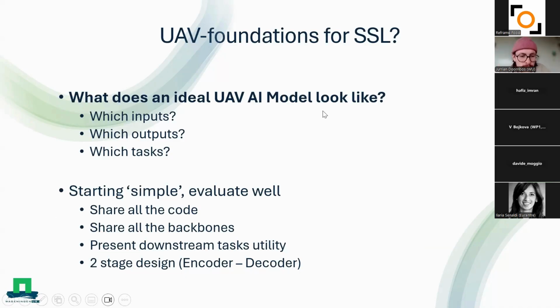So I thought maybe I'll just start with a simple model, get a decent small backbone, make sure that all the code is open, all the code is online, present some sort of downstream tasks that we can work on, like maybe we want to detect berries in a field, maybe we want to segment out items or typical drone related items, and start with a simple two-stage design. So an encoder part, which is trained and pre-trained, but in pre-training in this mask image modeling method, and a decoder, which is tuned on the specific data set.